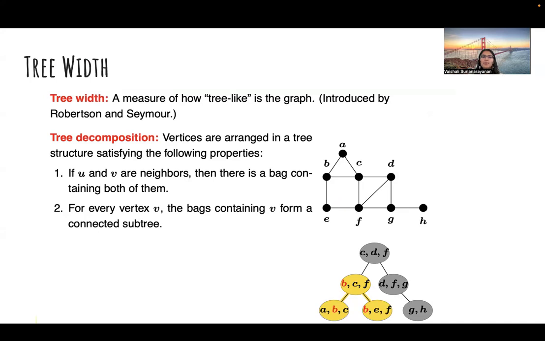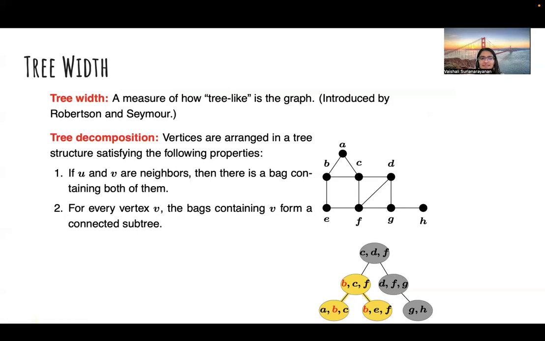Okay, so what are the properties that we want satisfied? Now the tree decomposition is an arrangement of the vertices in a tree-like structure. The vertices of the tree we will refer to as bags. So for example, for the graph shown here, the one below is a tree decomposition. Every vertex of the tree contains a subset of vertices of the graph.